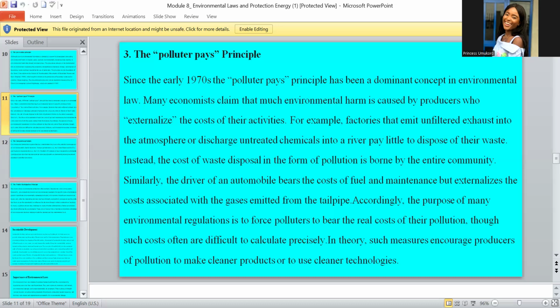Accordingly, the purpose of many environmental regulations is to force polluters to bear the real cost of the pollution, though such costs are often difficult to calculate precisely.